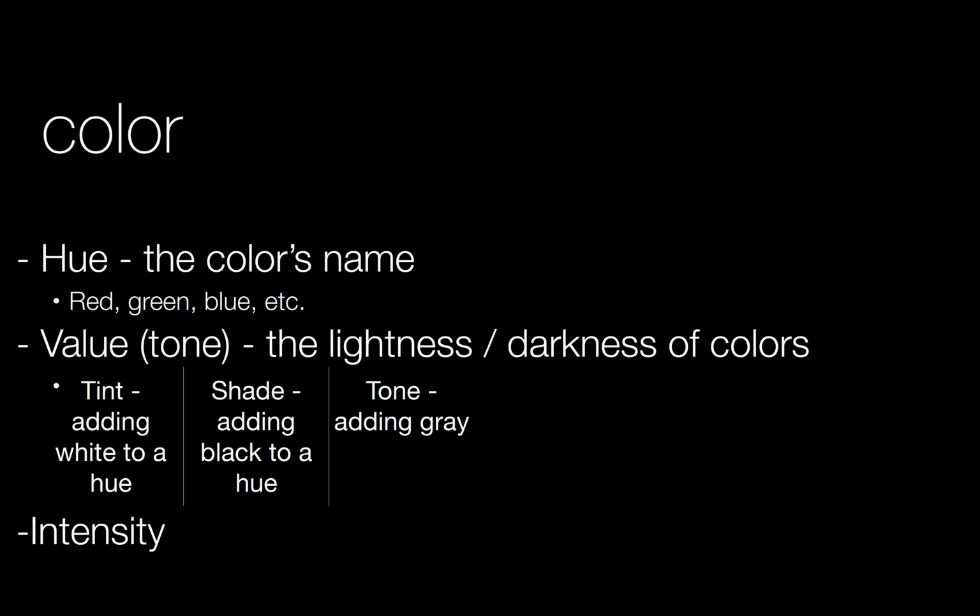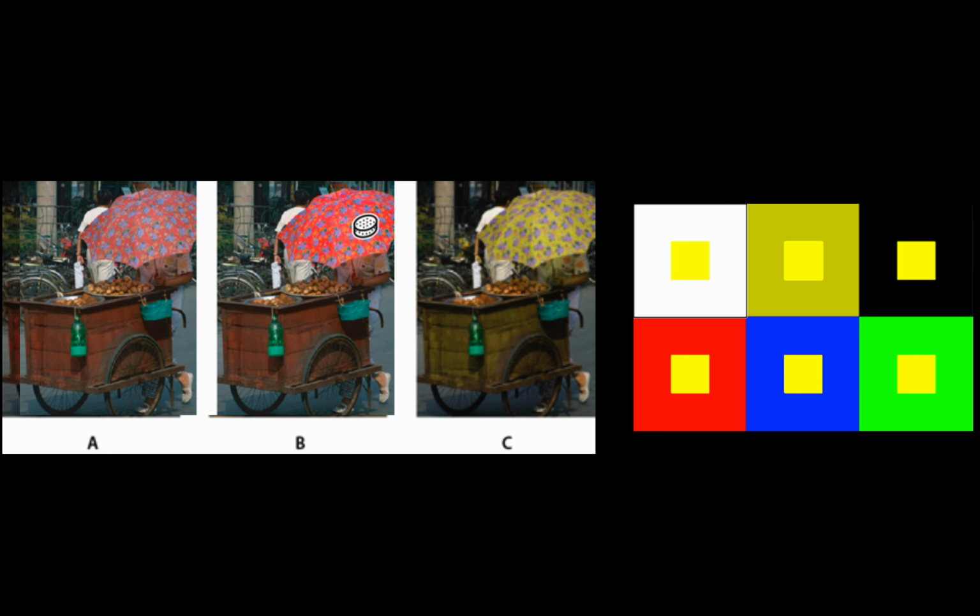Shade would be adding black to a hue. So if we were adding black to red, that would become kind of a dark wine color, burgundy. And then a tone is when you add gray. And when you start adding gray, that starts taking out the saturation of that hue, and starts neutralizing it. And that also has to deal with its intensity. Intensity is the correct term for talking about the saturation of a hue, how intense it is.